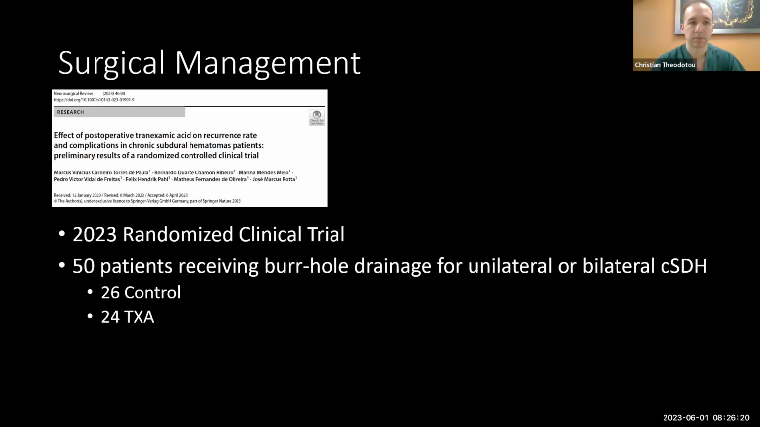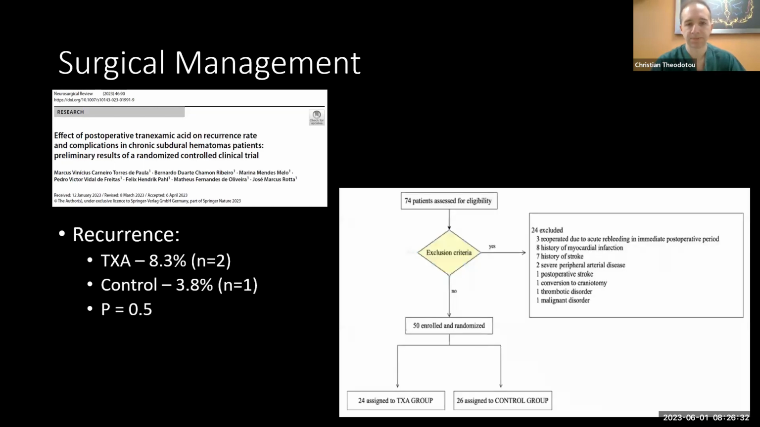Here's another one, TXA, that some attendings use, other ones don't. This was a randomized controlled trial. Half and half: half got TXA, half of them just got standard management. They did report a higher recurrence rate with the TXA, but the number of patients was fairly low. So I'm not sure if this was really powered appropriately to make a call on that.